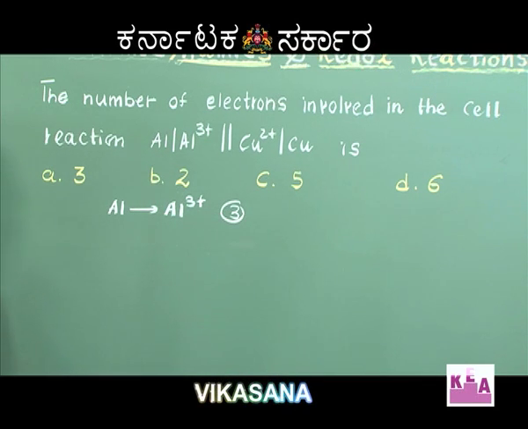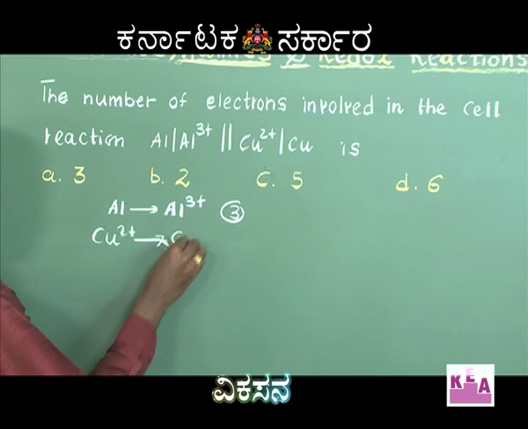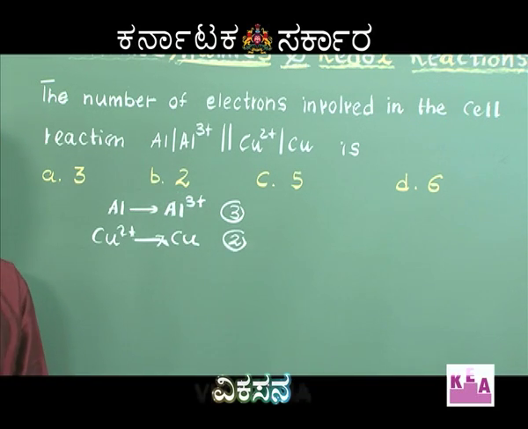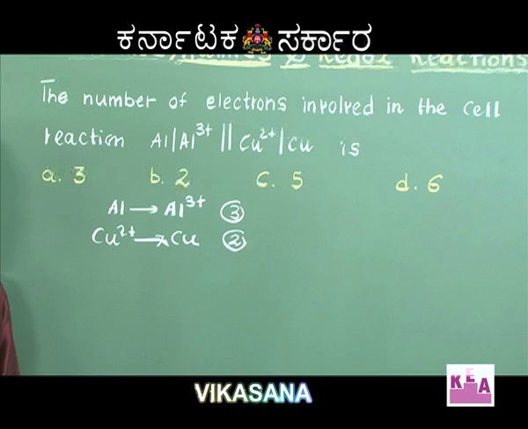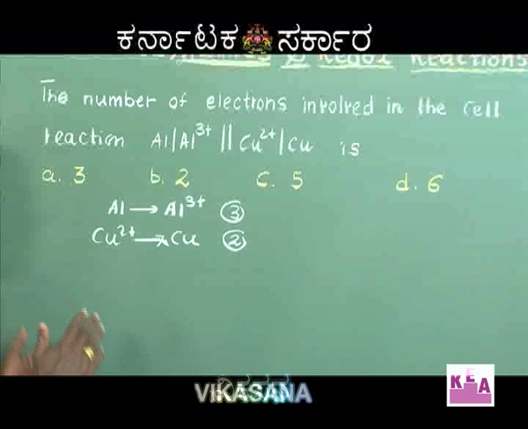At the cathode, I have copper, Cu2+ giving me Cu. 2 electrons are involved in this. One of the basic rules when a salt bridge is connecting two half cells is that the number of electrons lost should be equal to the number of electrons gained. I have 3 electrons lost, 2 electrons gained.